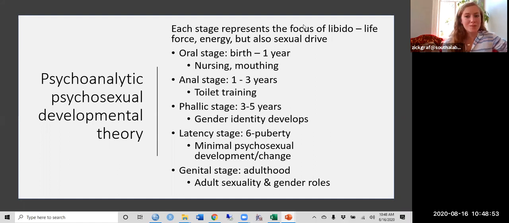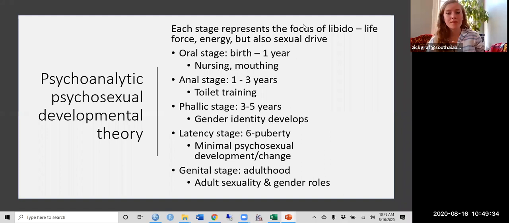For that stage, he believed that normal development started with the oral stage. From birth to around 1 year old, infants' libido, their life force, their sexual drive, is focused on nursing and on putting stuff in their mouth. This is accurate. Babies do actually learn a lot by putting things in their mouth. We'll talk about that during the feeding disorder lecture for sure, but maybe sooner. The mouth is a really sensitive area. We have a lot of nerve endings on our tongues. So babies do learn about the world by putting stuff in their mouth, and it is actually important for their development. So Freud was right about that.